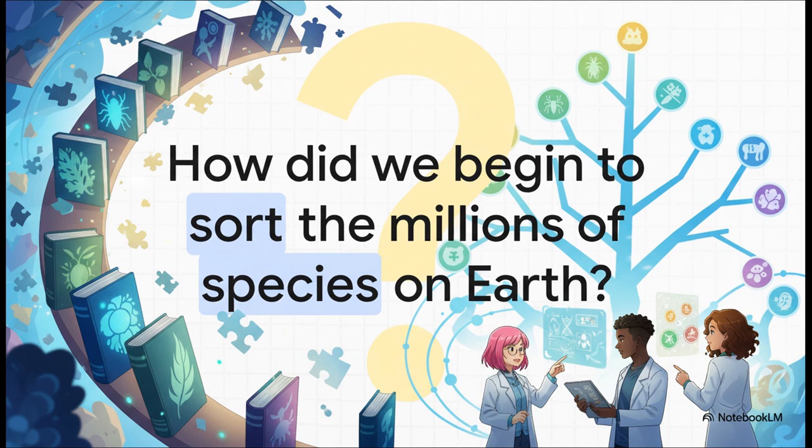Okay, get ready for this number, 8.7 million species. Just let that sink in for a second. That's not just a big number, it's a puzzle with millions and millions of totally unique pieces. So, where do you even start? How in the world do you begin to make sense of all that? Well, let's take a look at how scientists first tried to put this incredible puzzle together.